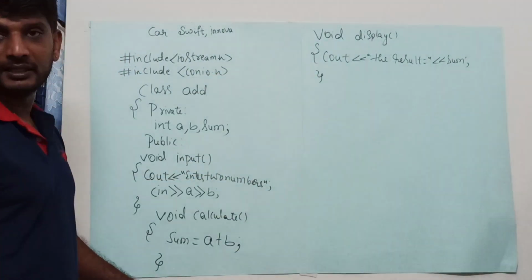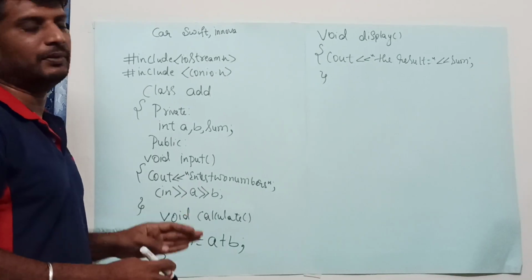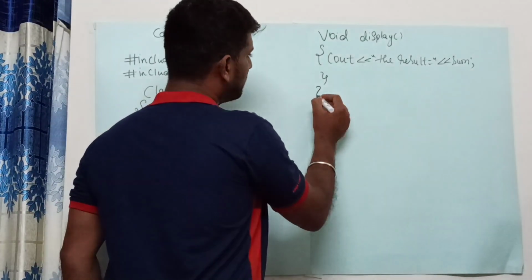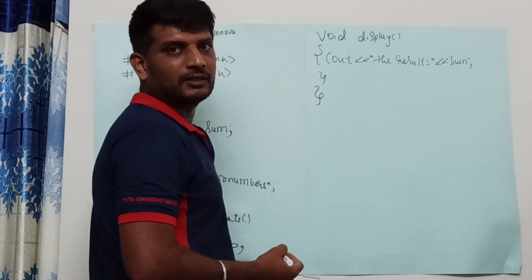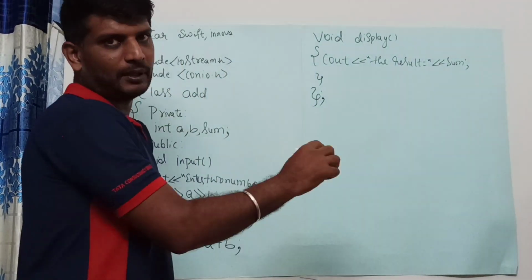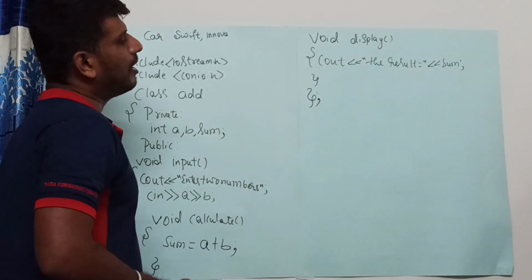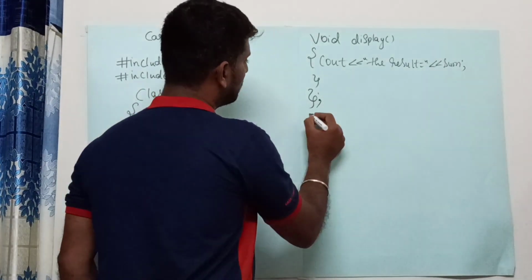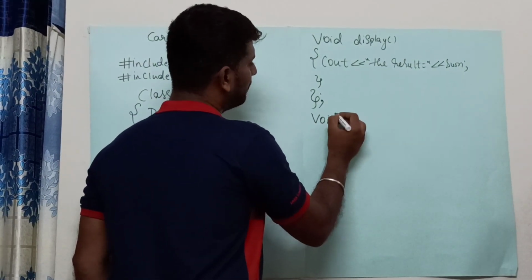Now the class part is completed. Next I have to close the class. For closing the class you need to make use of the bracket followed by the semicolon. The class part is over. Next you have to go for the main function. So void main.